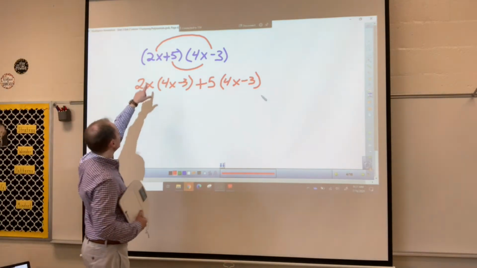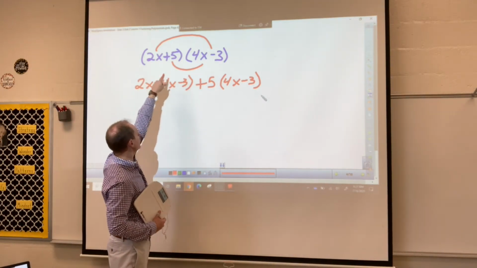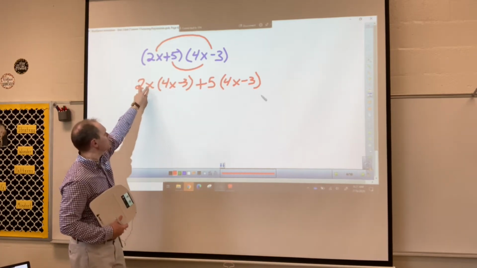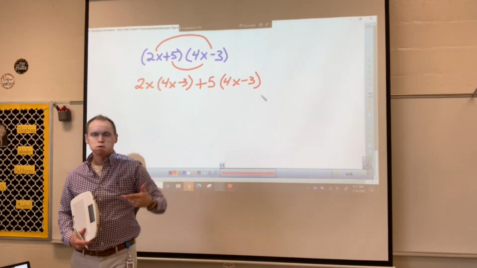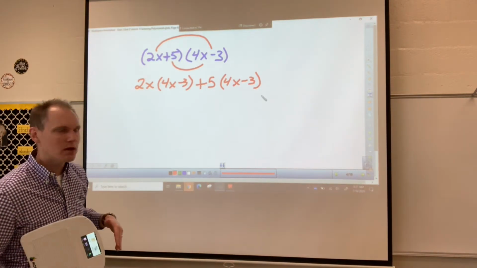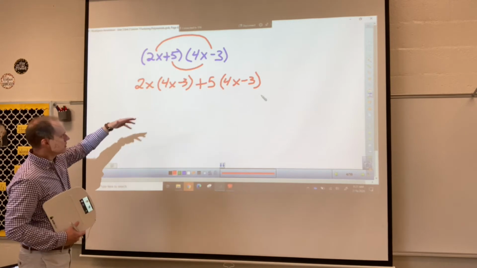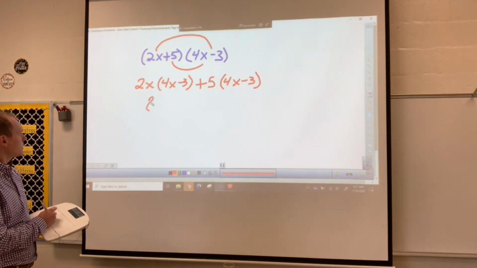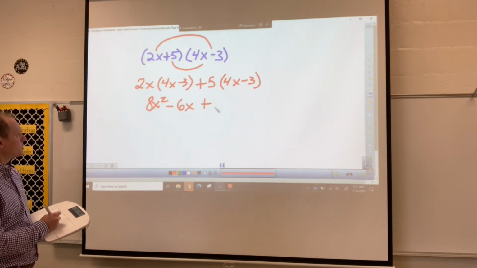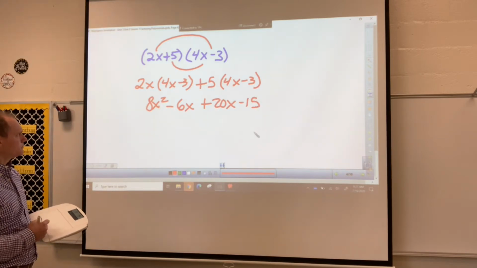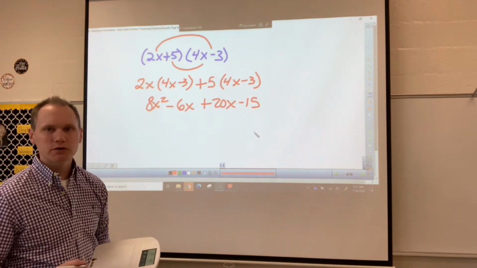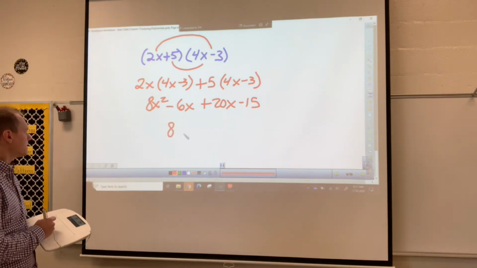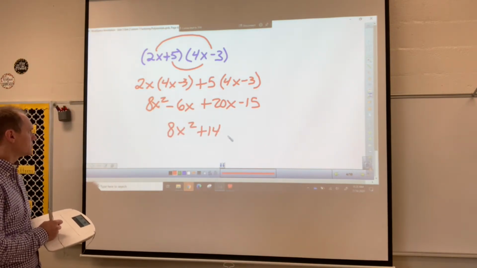So we see this is 2x times this whole parentheses and plus 5 times this whole parentheses. And then, of course, you would distribute the 2x in here and the 5 in here, just like you would with the distributive property, but this is kind of the in-between step. So I wanted you to see this because as we think about factoring here in a minute, we're going to try and reinvent this step as we go backwards. So let's distribute these in. 2x times 4x is 8x squared minus 6x plus 20x minus 15. And then, of course, the two middle terms are like terms, so we can combine those together to give us 8x squared plus 14x minus 15.